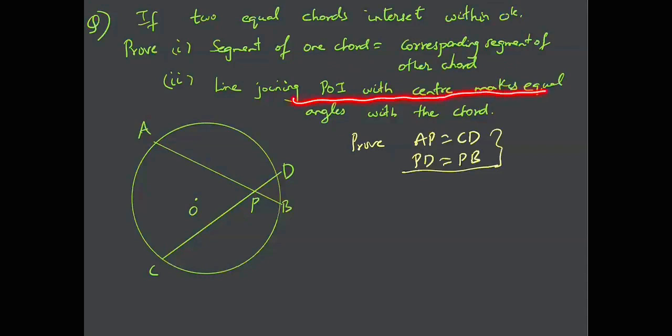Line joining point of intersection with center makes equal angles with the chord. So this is the line joining the point of intersection with the center. So this should make equal angles. You need to prove that angle APO is equal to angle CPO. So now try this.